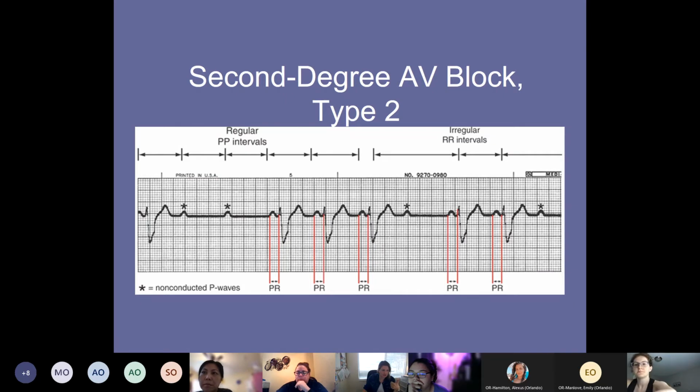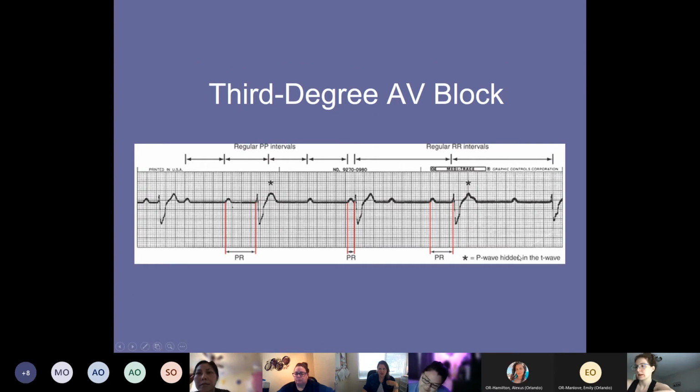Is everyone good so far? Okay. Third degree AV block, the worst. Your patient is probably not doing very well at this point. It's the most clinically significant. The impulse from the SA node is not conducted to the ventricles, and every sinus impulse is blocked by the AV node. So in third degree AV block or complete heart block, the SA node is doing its thing, and the AV node is doing its thing quite slowly, but there's no correlation in between.